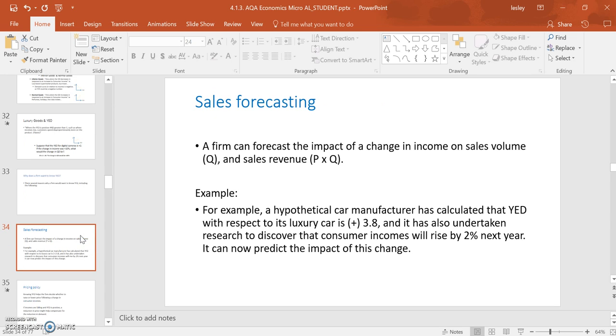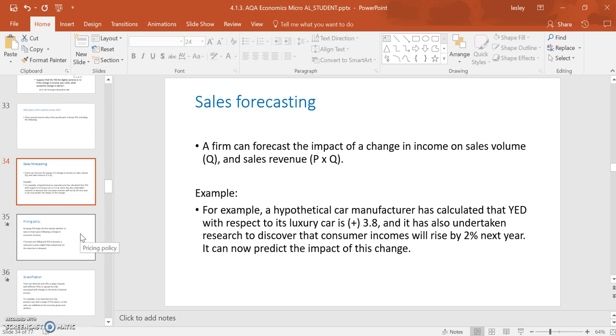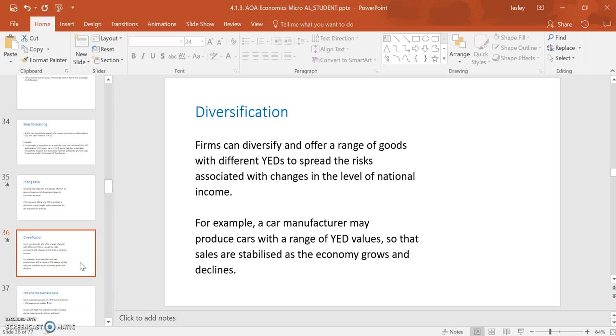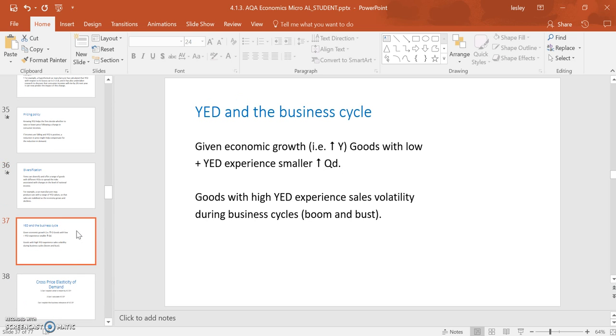And there are a number of things here: sales forecasting, pricing policies, diversification, and how a business should react within the business cycle, the boom and bust cycle, as you might know it, the economic cycle. So there's 4 factors there for a business to consider when it establishes its YED figure.